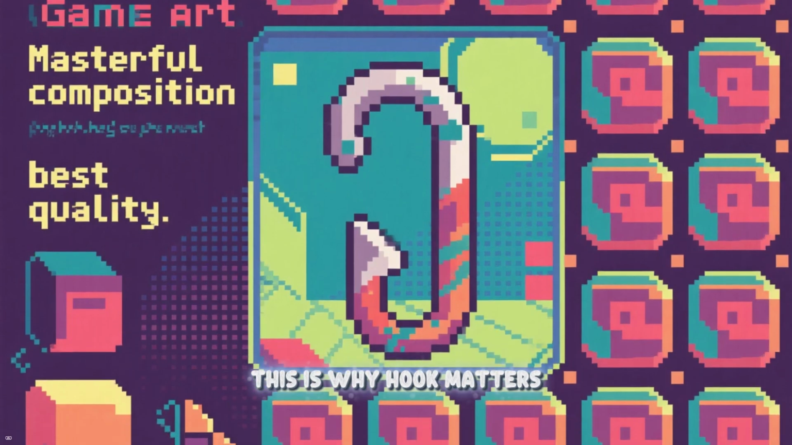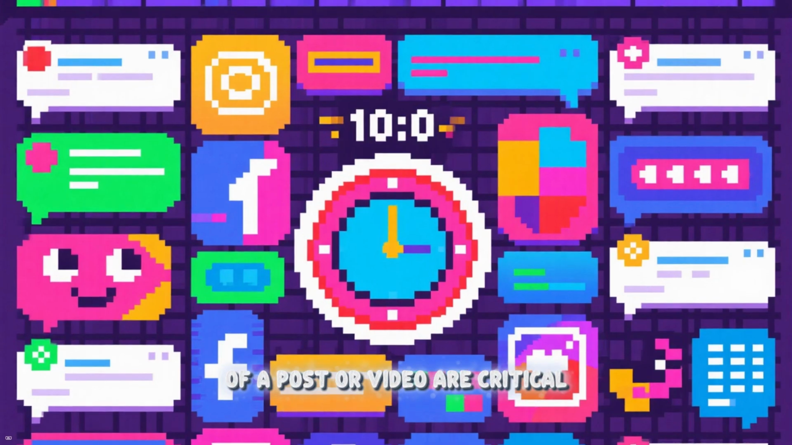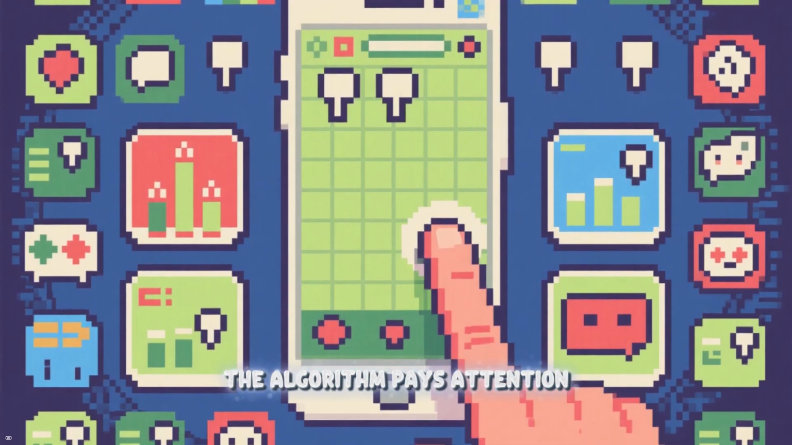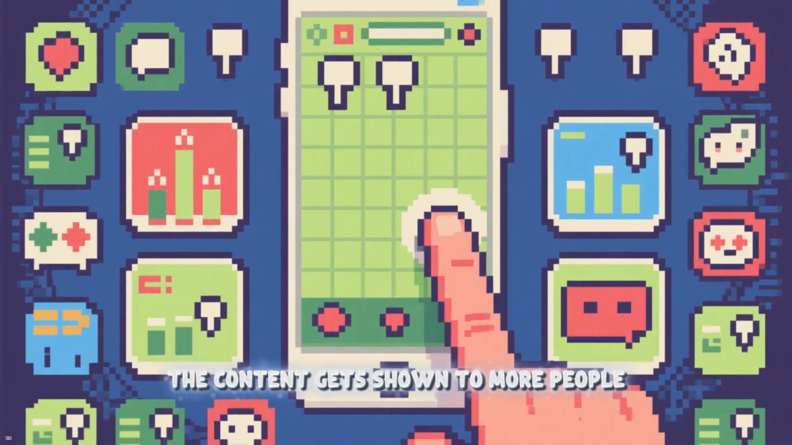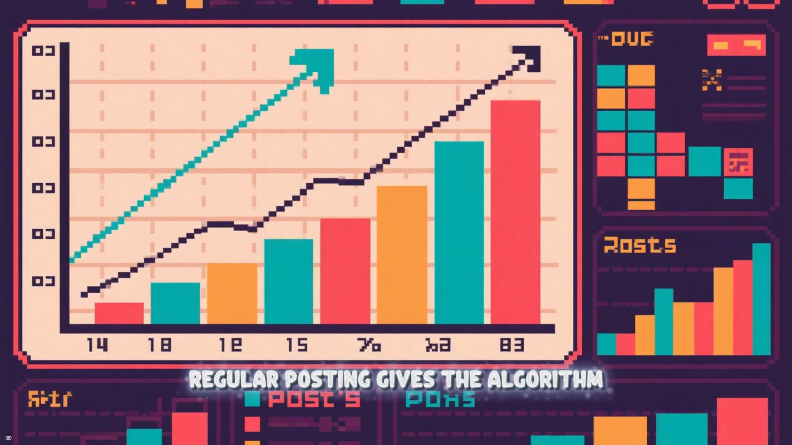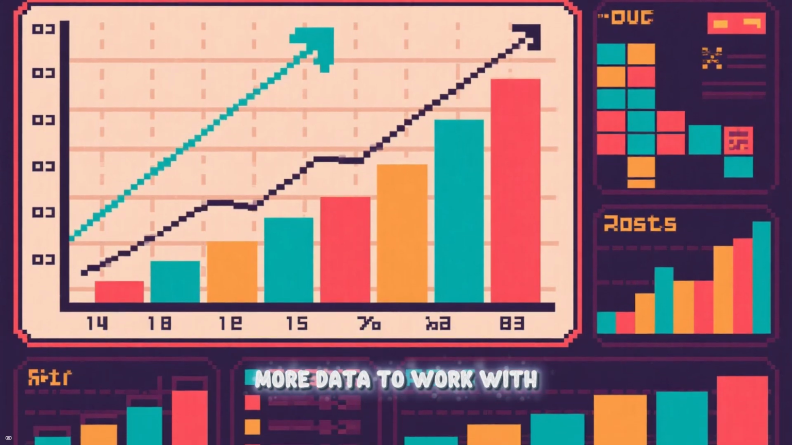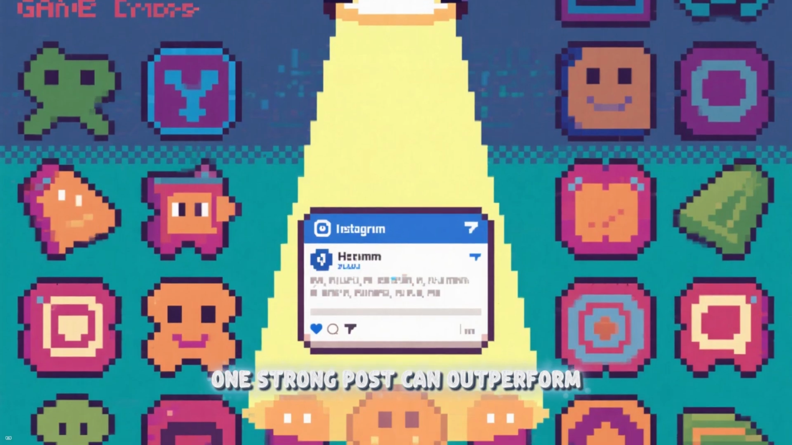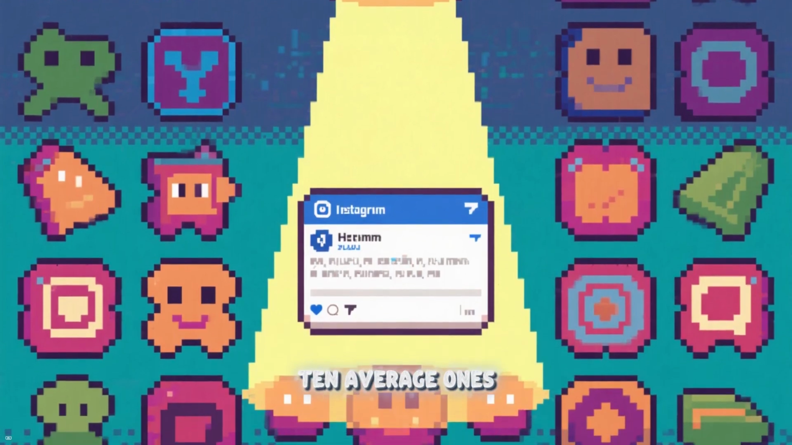This is why the hook matters. The first few seconds of a post or video are critical. If people stop scrolling and keep watching, the algorithm pays attention, and the content gets shown to more people. Consistency also matters. Regular posting gives the algorithm more data to work with. But quality always beats quantity. One strong post can outperform 10 average ones.